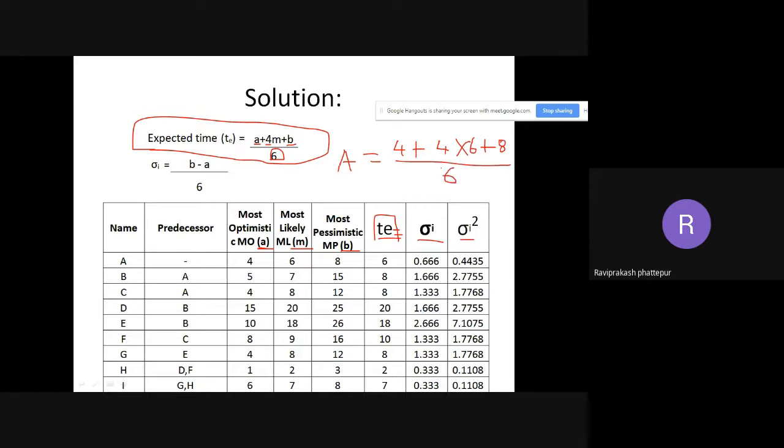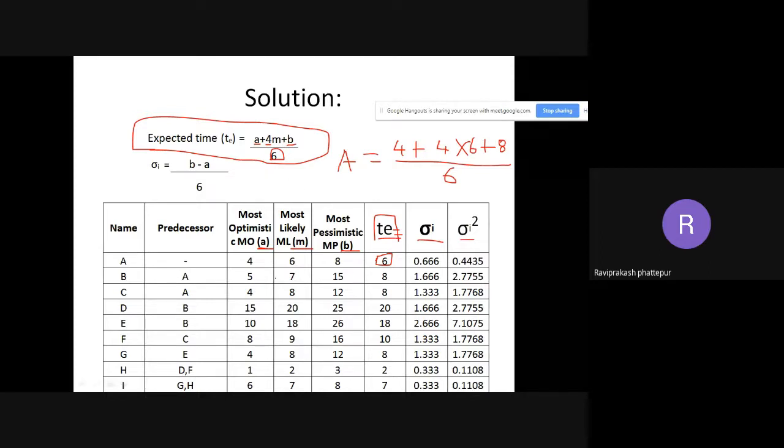When we calculate this, that's why I asked you to get the calculator. Sigma and sigma squared also we need to calculate again, so for that also we need a calculator. When you calculate this, I am getting 6. Are you getting 6 here? TE for the first one is 6. You are getting 6. 4 plus 4 into 6 plus 8 divided by 6.